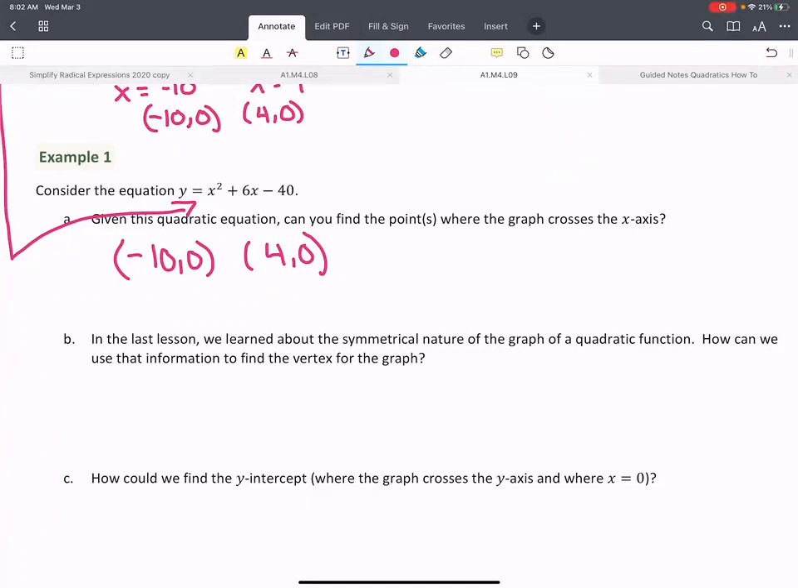But if I want to calculate it without the graph, if I want to find the halfway distance between 2 points, what do I do with the points? Add them together and divide by 2. All right, so let's add negative 10 plus 4, and then we're going to divide by 2. What's negative 10 plus 4? Negative 6. What's negative 6 divided by 2? Negative 3.